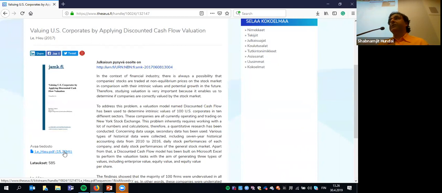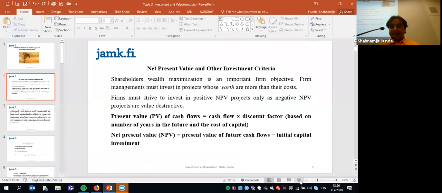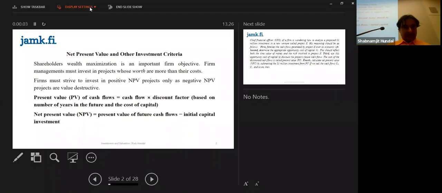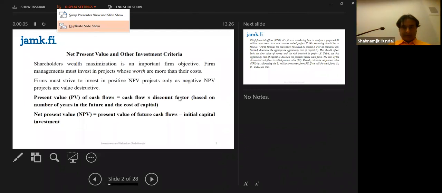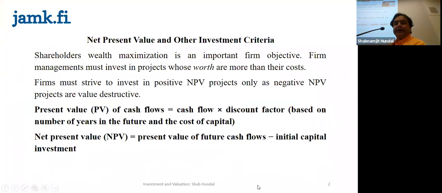But otherwise, if you really want to see more conceptual and empirical details about valuation, then see Le Hugh's thesis. He's also from Vietnam and is now doing his PhD, I think at the University of New Mexico. All right, so let's get back to the work. The first criterion really about valuation is the net present value.